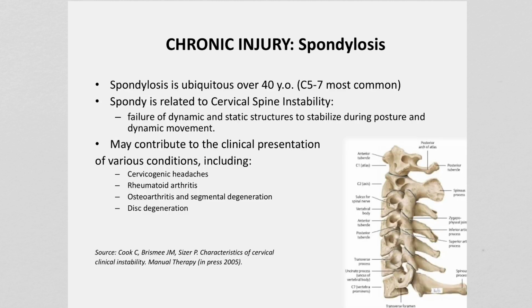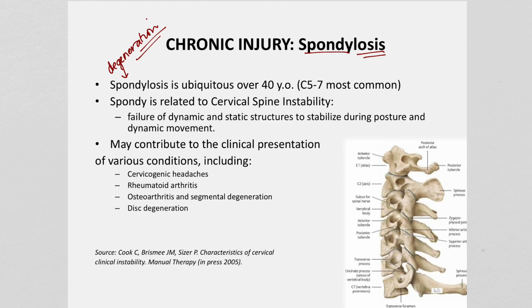This is a chronic pathology. As the name implies, it's a spondy, so it's occurring to one of the spine bones in the cervical spine, and osis is a degenerative process. So spondylosis is degeneration of a spinal body, right? And this is a very general term, and we'll get more specific as we talk about progression. So spondylosis is ubiquitous. What does that mean?